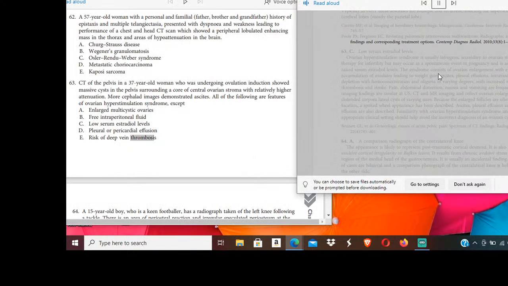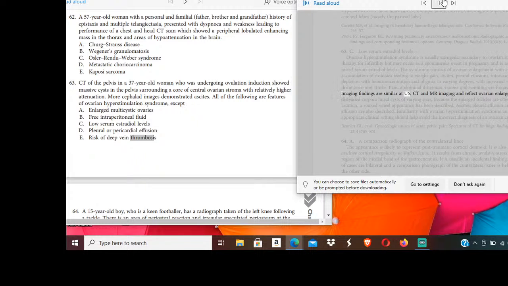63. C. Low serum estradiol levels. Ovarian hyperstimulation syndrome is usually iatrogenic, secondary to ovarian stimulant drug therapy for infertility, but may occur as a spontaneous event in pregnancy, and is associated with raised serum estradiol levels. The syndrome consists of ovarian enlargement with extravascular accumulation of exudates leading to weight gain, ascites, pleural effusions, intravascular volume depletion with hemoconcentration, and oliguria in varying degrees, with increased risk of thrombosis and stroke. Pain, abdominal distension, nausea, and vomiting are frequently seen.